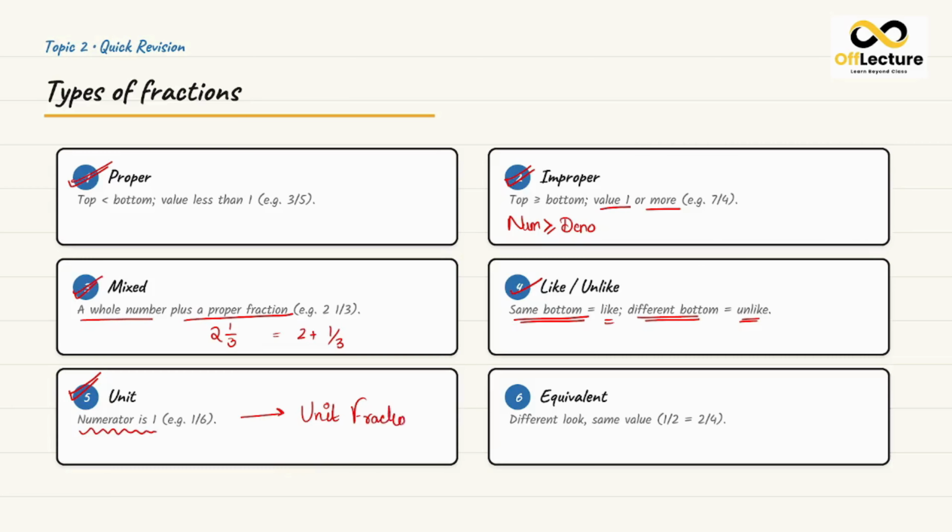And then comes the last type, which is equivalent fraction, where the looks are different, but they point to the same value on the number line. For example, 1/2 and 2/4 are equivalent fractions, because if you multiply 1 and 2 both by 2, you will get 2/4 only. So they are equivalent fractions.